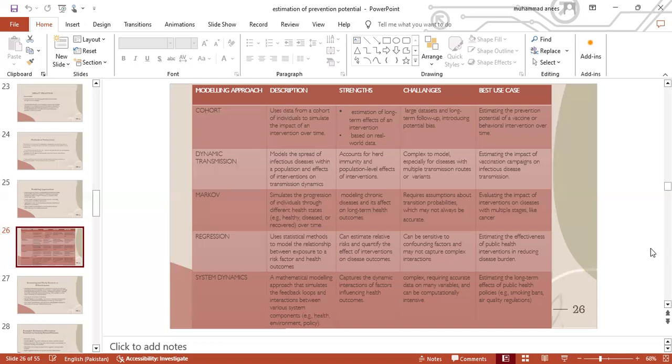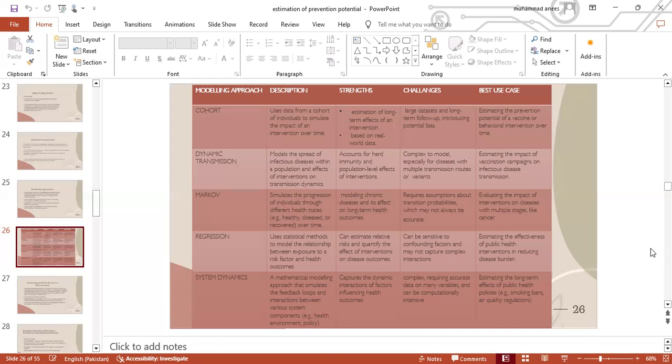Moving on to the regression model, it uses statistical methods to model the relationship between exposure to a risk factor and the health outcomes. Strengths are that it can estimate the relative risks and quantify the effects of interventions on disease outcomes, but it can be sensitive to confounding factors and may not capture complex interactions. It can be best used for estimating the effectiveness of public health interventions in reducing disease burden.